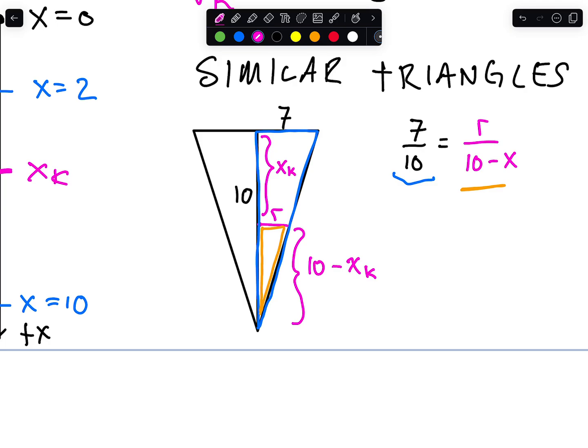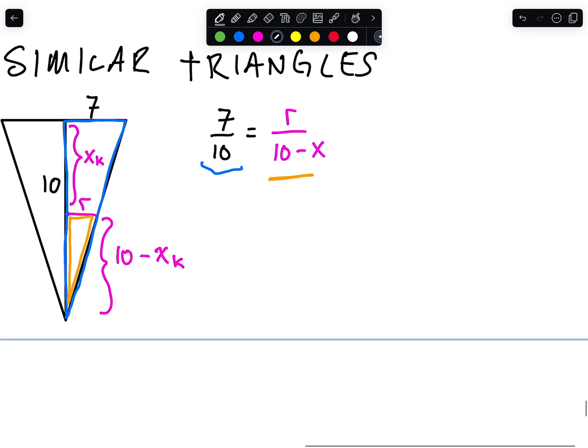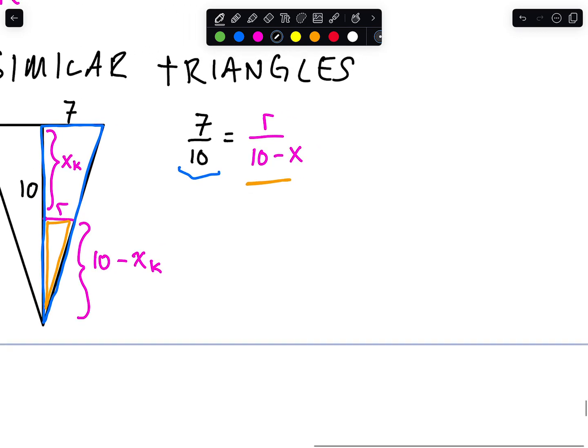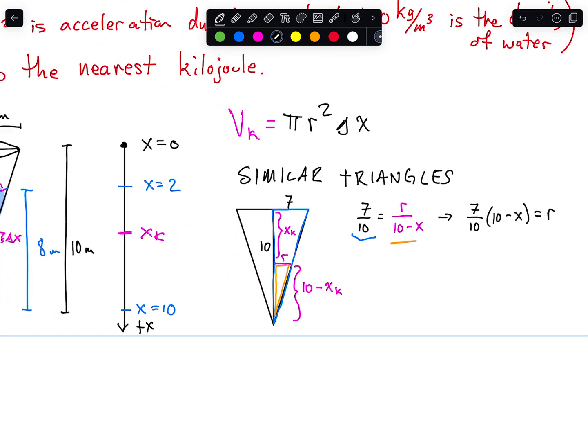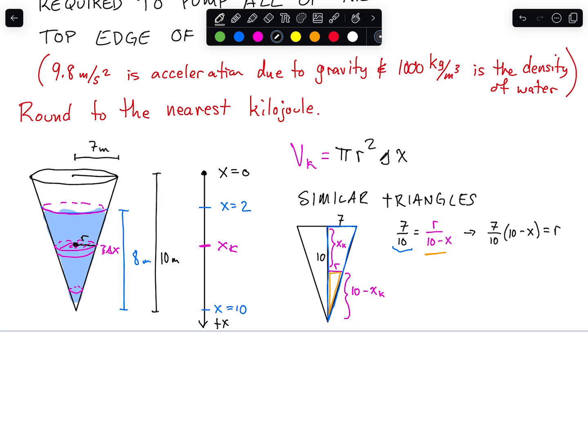So if we solve for r, we'll get a function for the radius in terms of x. So we can solve for r. We can multiply both sides by 10 minus x. So we'd have 7 over 10 times 10 minus x equals r. Now that we have r, we can finish finding that volume of a piece.